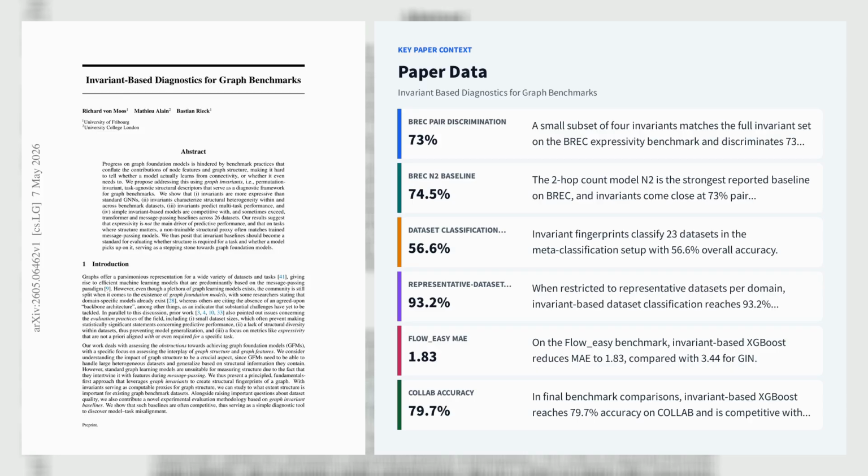It reaches 79.7% on Colab, 77.4% on proteins, 82.4% AUROC on base, 0.687 AP on peptides-func, and cuts MAE on flow-easy from 3.44 with GIN to 1.83. The central claim is that expressivity alone is a weak predictor of task performance, and invariant baselines should become a standard diagnostic for deciding whether graph structure is truly needed.